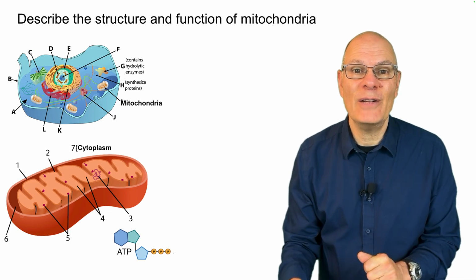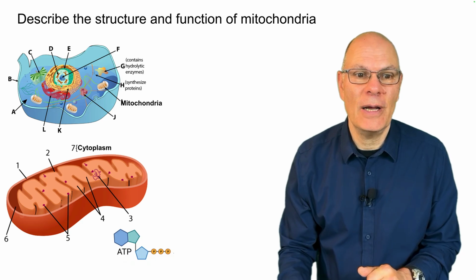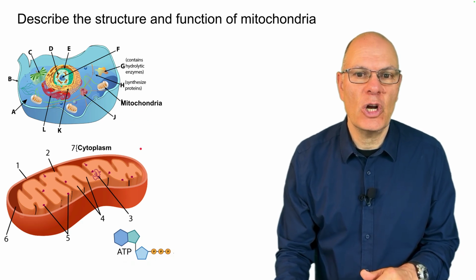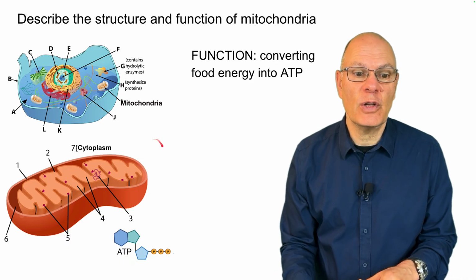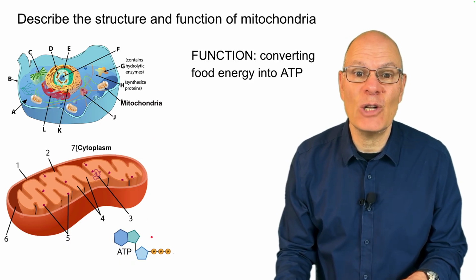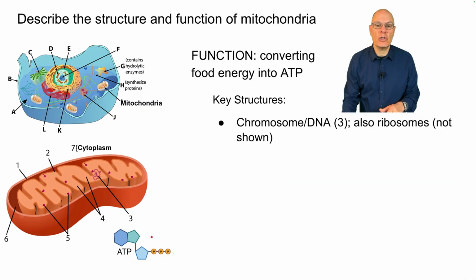Describe the structure and function of mitochondria. Mitochondria are shown here in the context of an animal cell. Here's a larger image. The function is converting food energy into ATP. That's the molecule that cells use to get work done. The key structures: there's a chromosome that consists of DNA. There are also ribosomes, which aren't shown in this diagram.